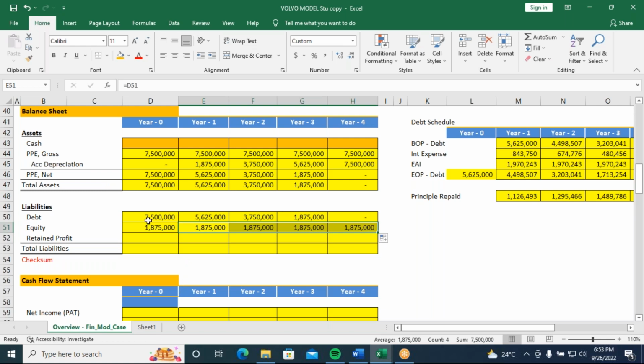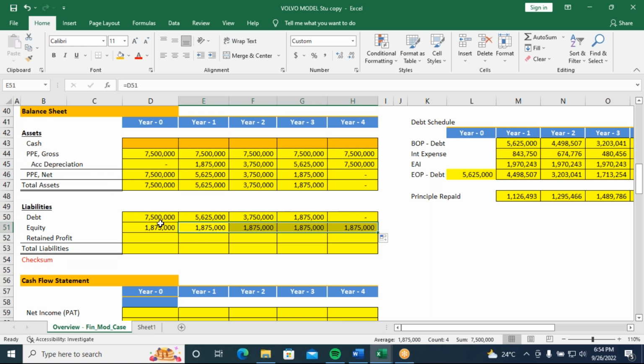So debt, you people understood, right? Whatever the PPE net, that is the initial investment, when we remove the depreciation from it, we will be getting the PPE net, that is property, plant and equipment net value. So that net value is going to come under the debt.